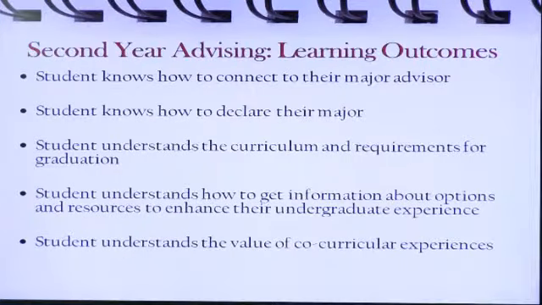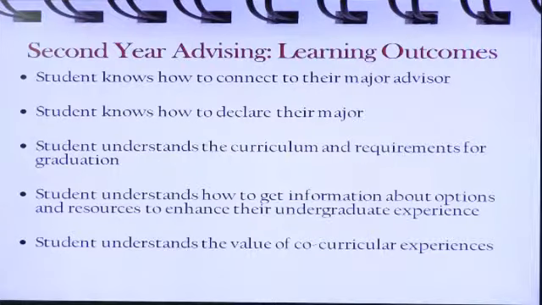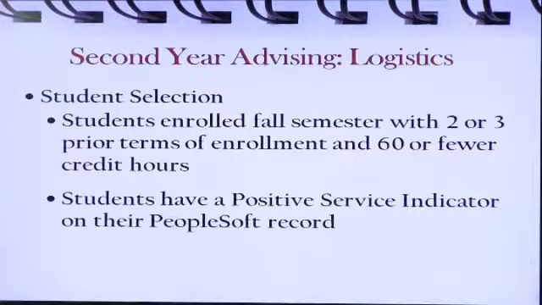These are our learning outcomes for second year advising. Student knows how to connect to their major advisor. Student knows how to declare their major. Student understands the curriculum and requirements for graduation. Student understands how to get information about options and resources to enhance their undergraduate experience. Student understands the value of co-curricular experiences. Curriculum and also what's happening outside of the classroom are part of learning outcomes for second year students.